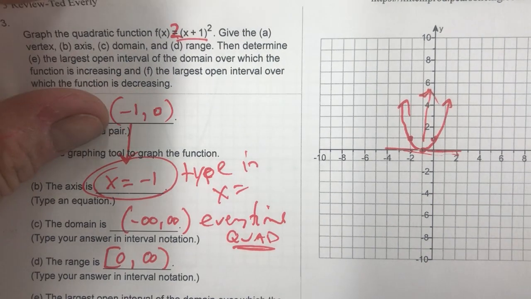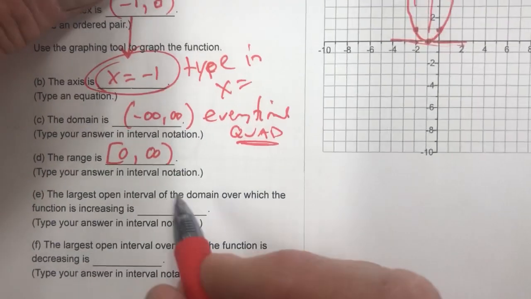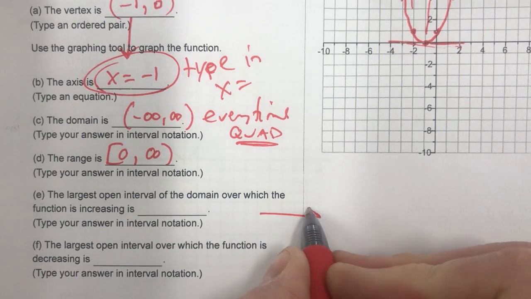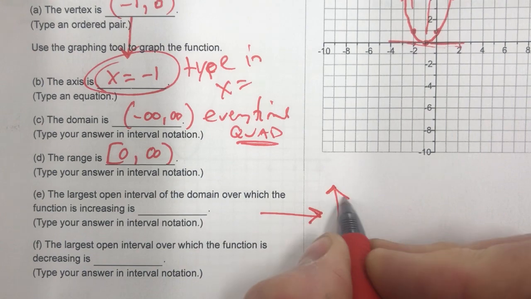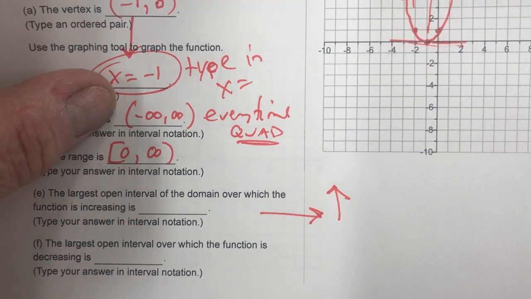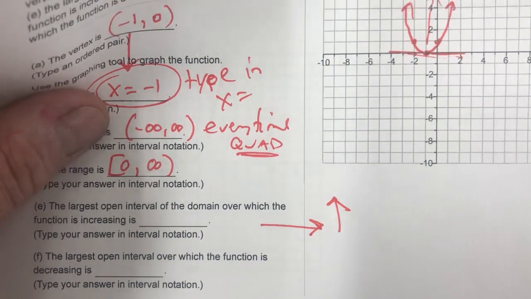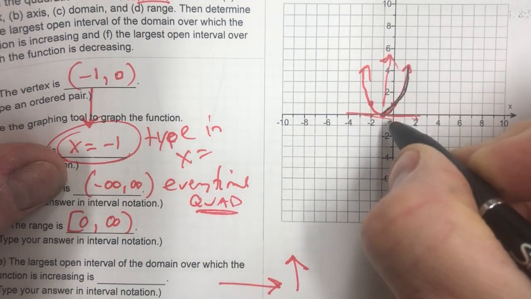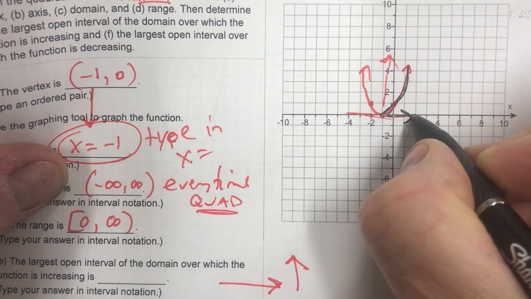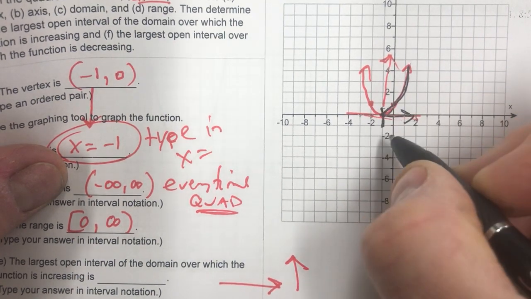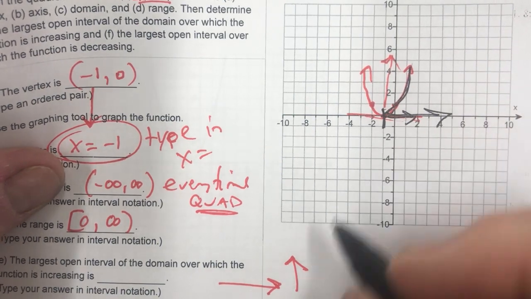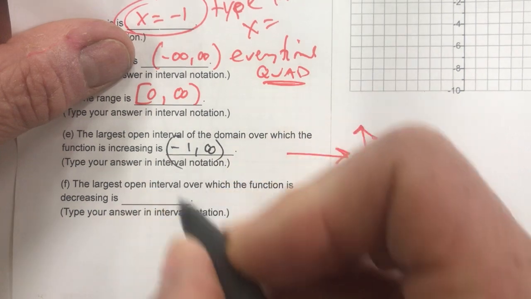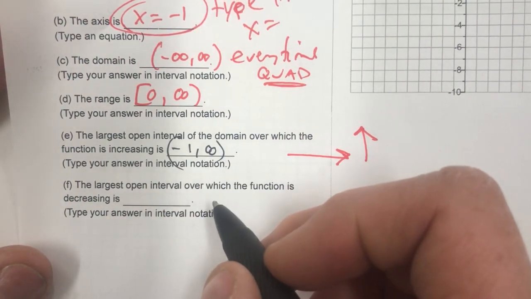Now, getting down here to the largest open interval in which the function is increasing. Increasing as you go over left to right, it goes up. See, as you go from left to right here, this thing's going up. So it starts right here at -1 and it goes to infinity. So this is going to be -1 to infinity. And there's no brackets on it, increasing and decreasing.